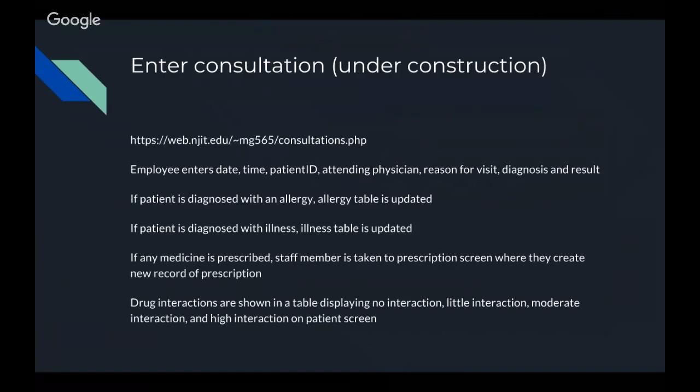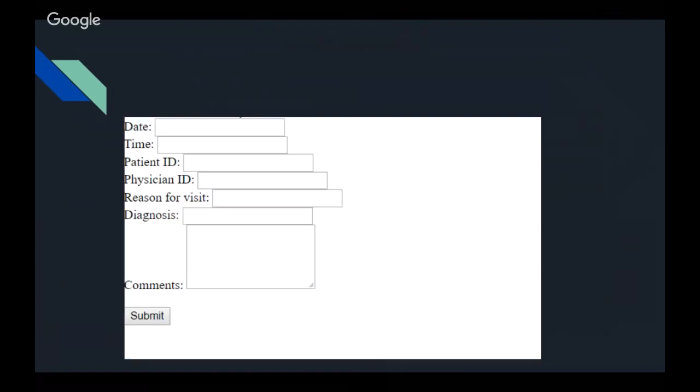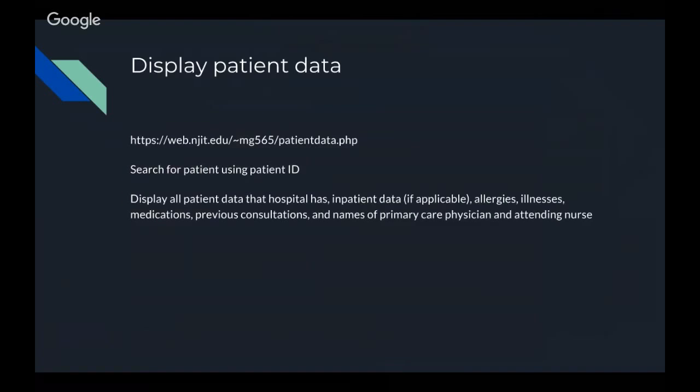If any medicine is prescribed, staff members are taken to the prescription screen where they can create a new record of prescription. And drug interactions are shown in the table displaying whether there's no interaction, little interaction, moderate interaction, or high interaction that shows on the patient screen. So this is just the screen that they will see.